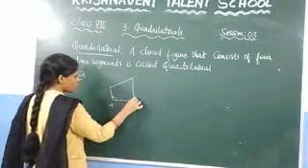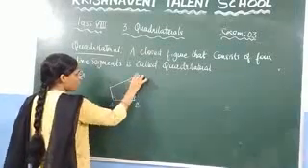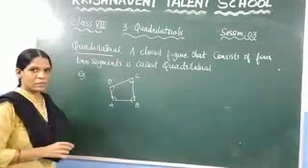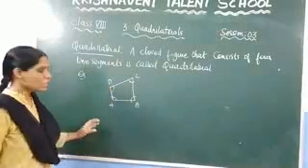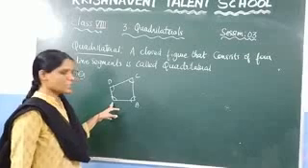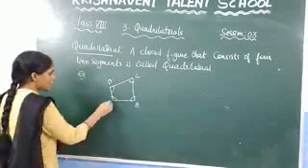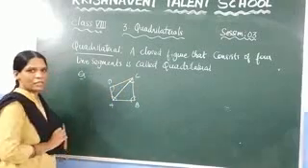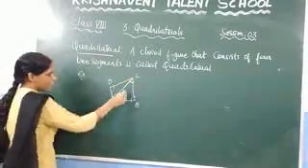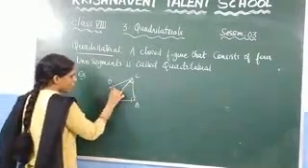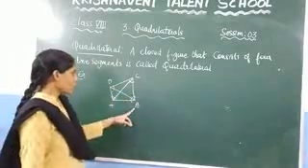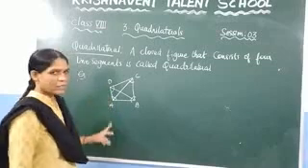Four angles will be formed, which are angle A, angle B, angle C and angle D. And how many diagonals will be there? What is meant by the diagonal? If you join the opposite vertices, you will get the diagonal. So the line segment joining the opposite vertices, we call it a diagonal. Here, AC is one diagonal and BD is one diagonal. And what are the sides here? AB, BC, CD and AD.